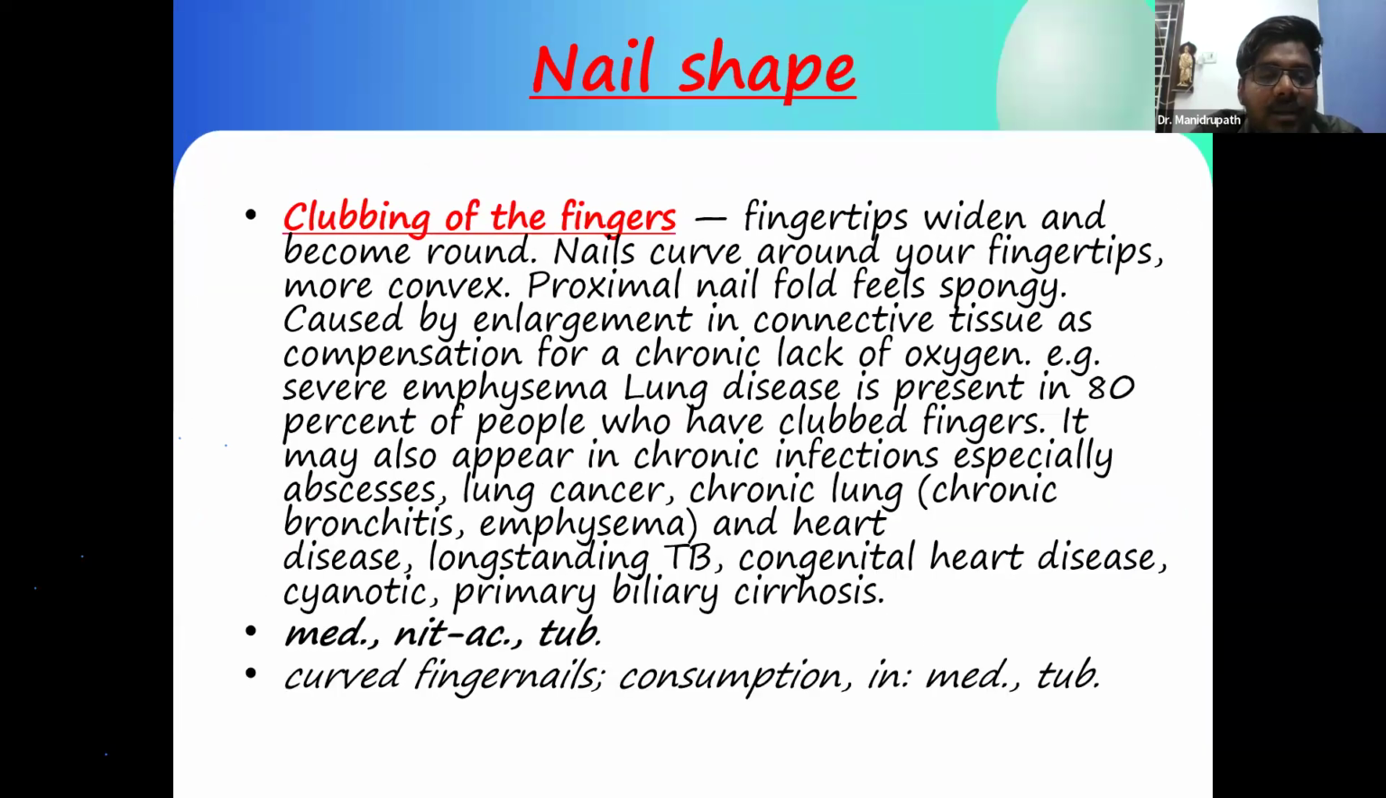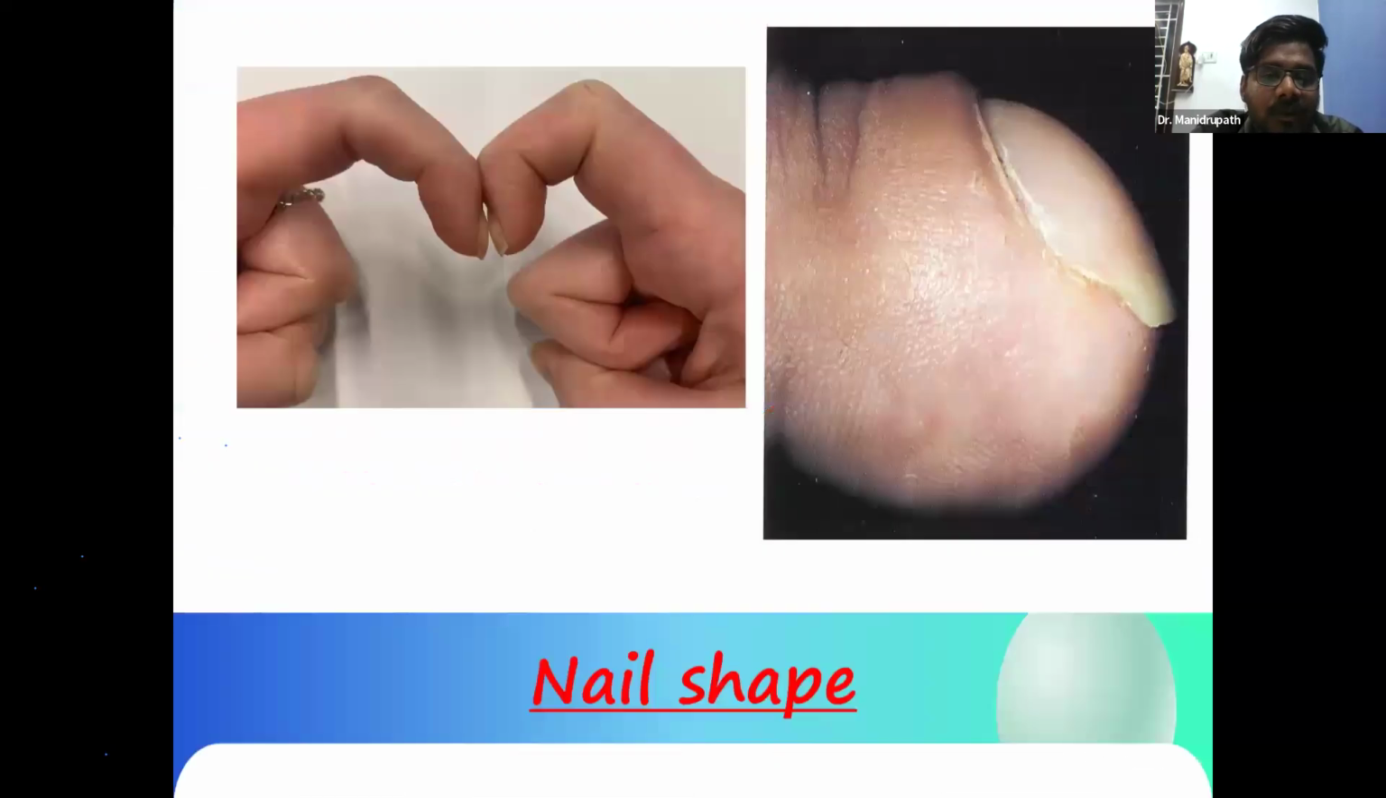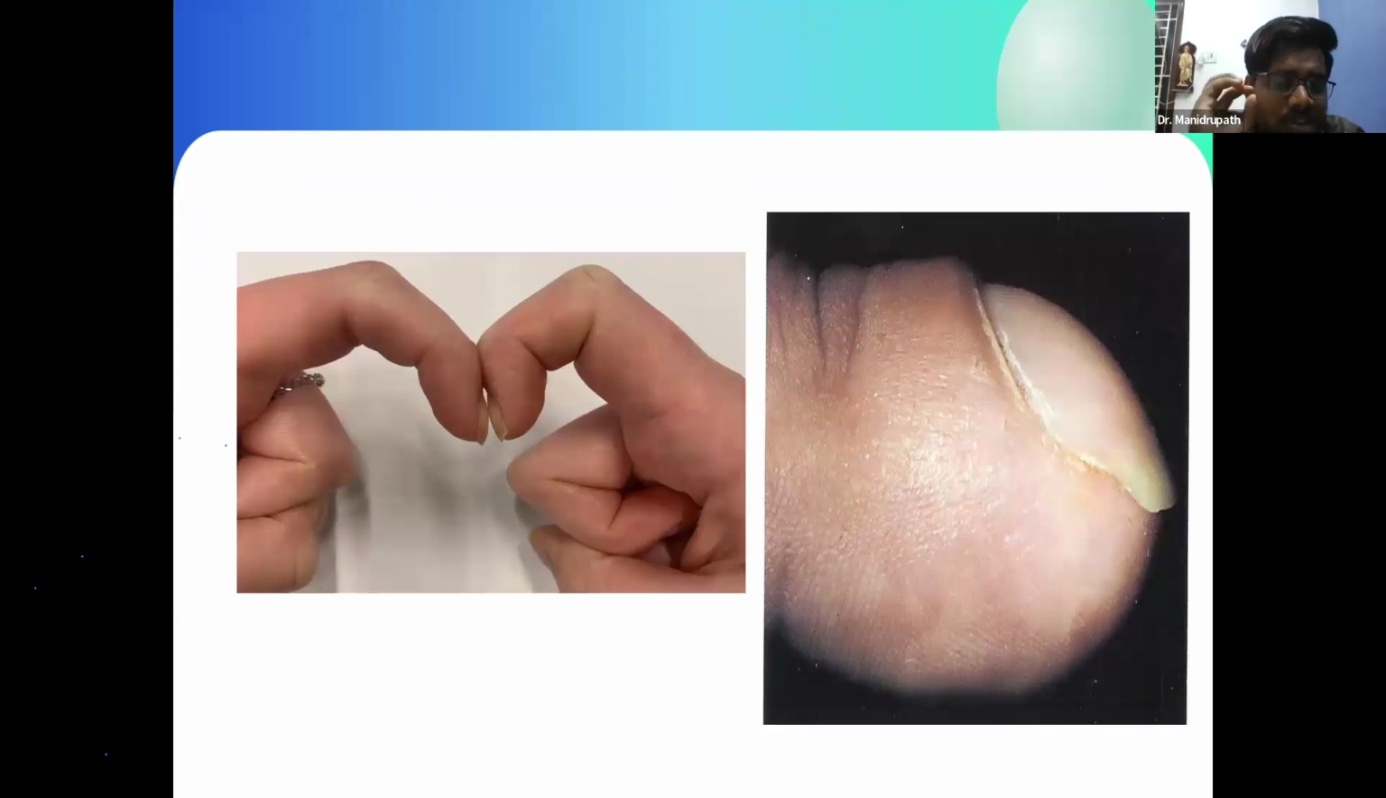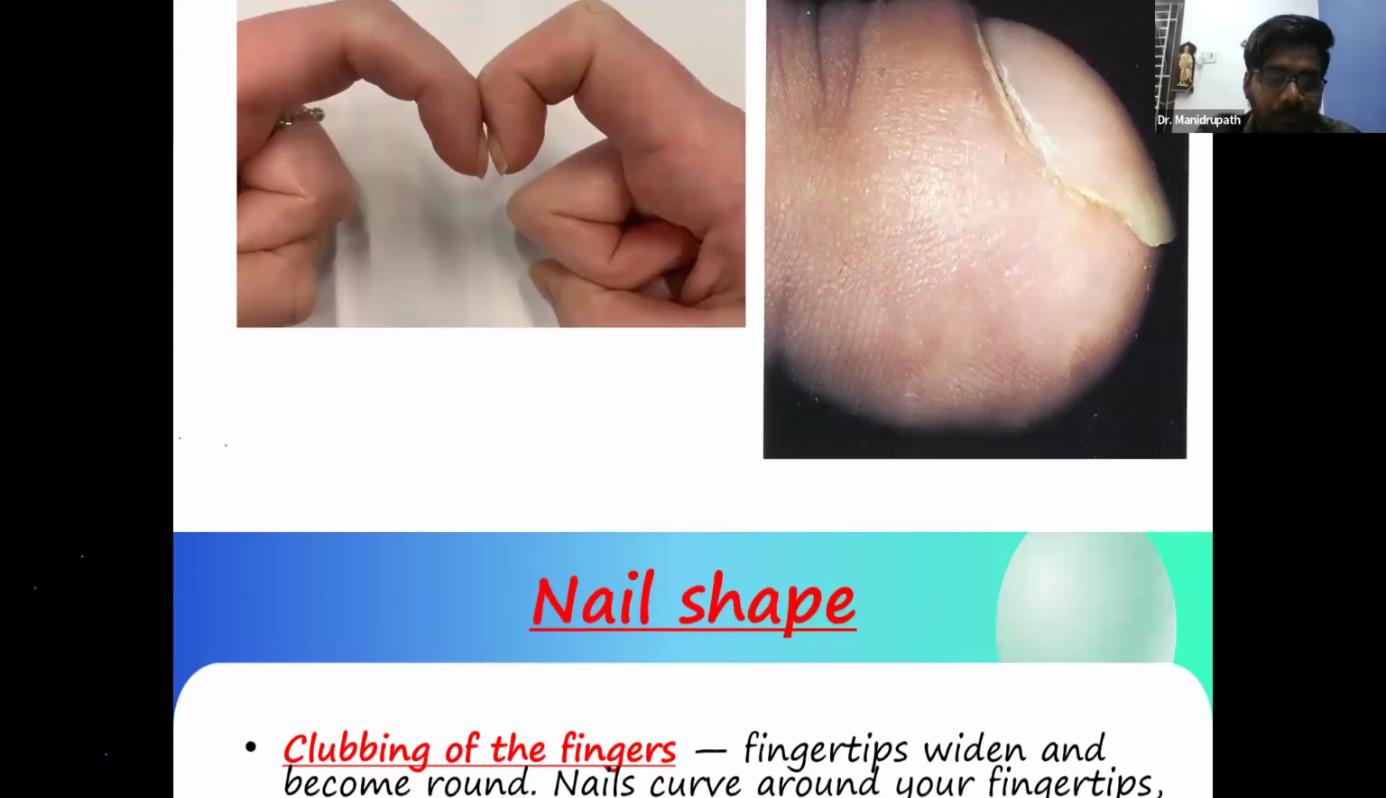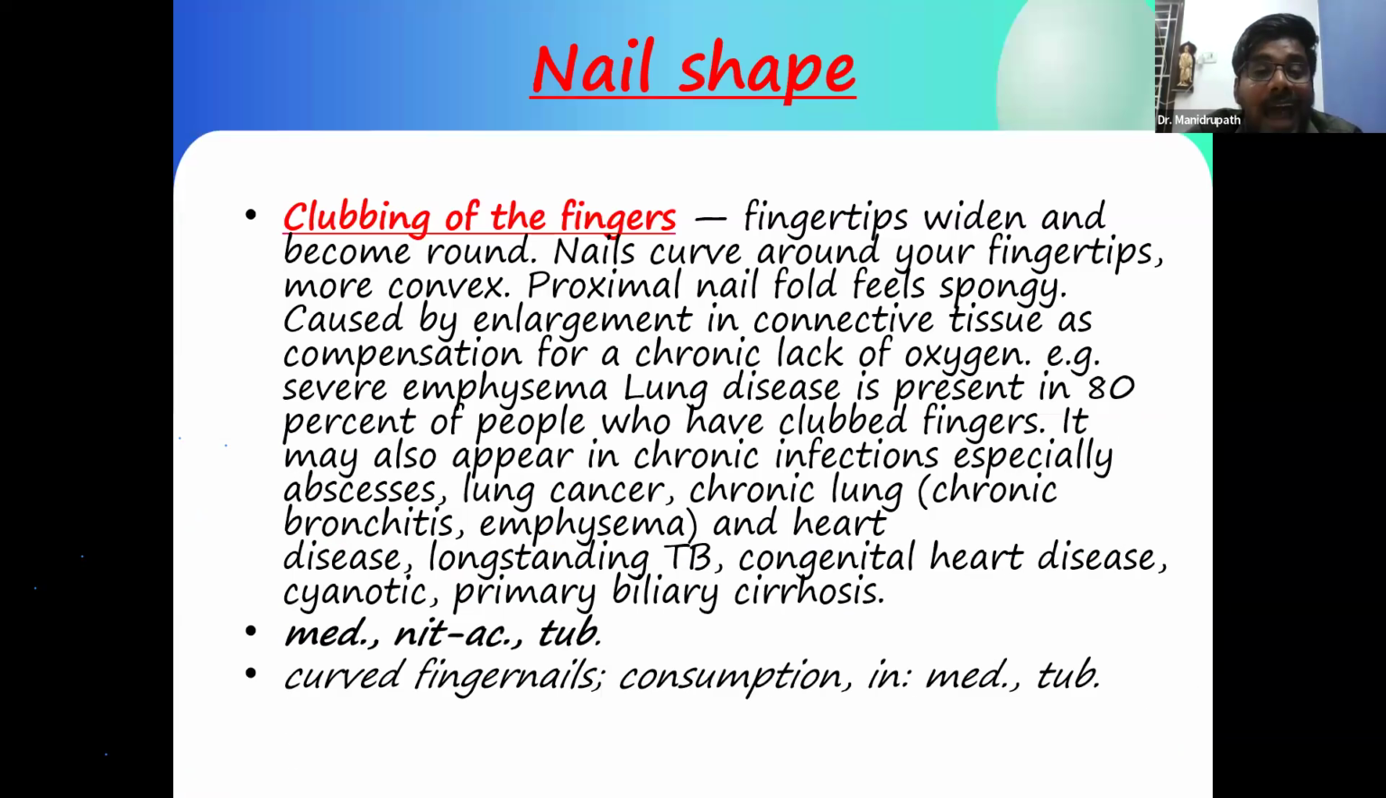Next comes the nail shape, that is clubbing of fingers. So before going into this, understand this picture. These are the clubbing fingers. This is very, very important in pathological prescription cases. See this picture, clubbing. The fingertips widen and become round. Nails curve around your fingertips, more convex. The convex nature you can see.